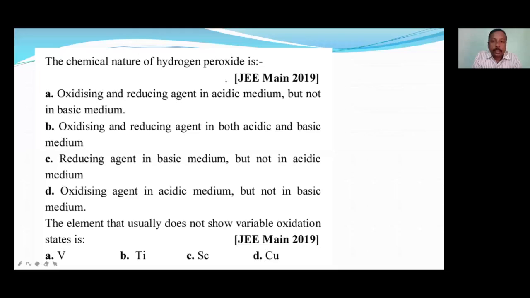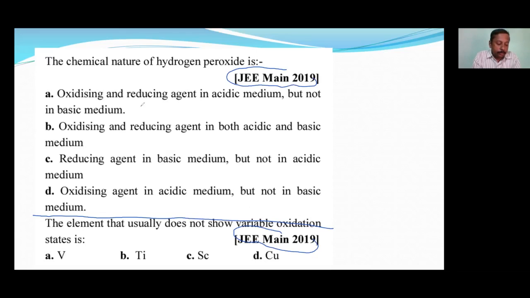Next question. Chemical nature of hydrogen peroxide. About that, these are the few options. Here two questions are there: up to here one question, and from here another question. You can see how many questions are being asked. Every time, in every phase, you are getting one question. You can understand the importance of redox. Okay. Understood? These are different phases.